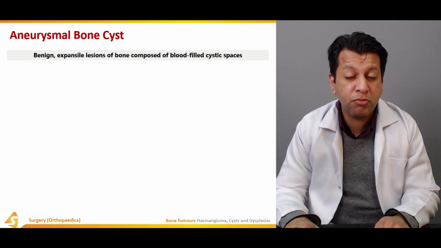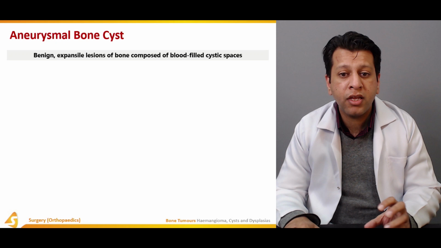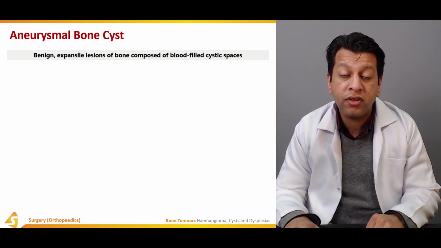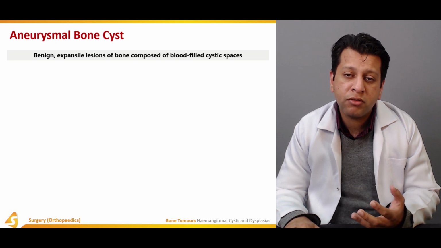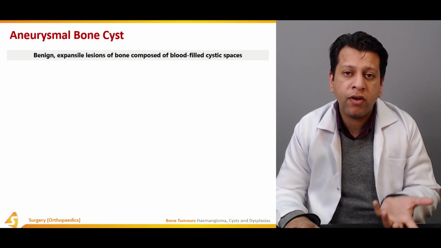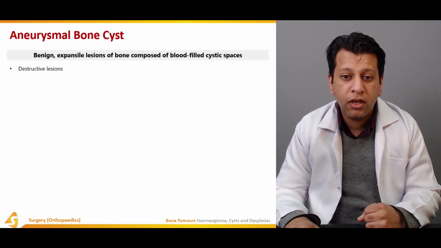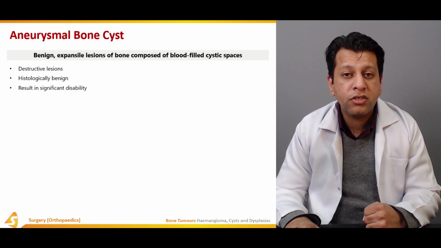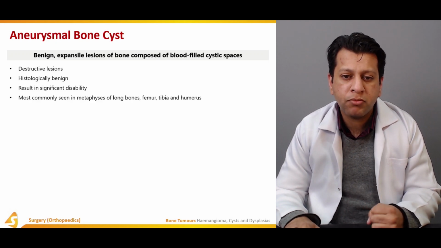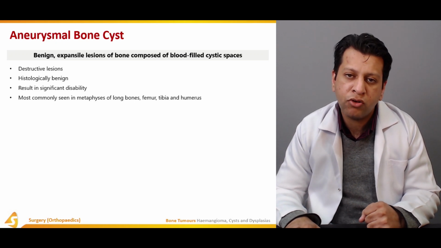Now coming to aneurysmal bone cyst, as we know, it's a benign expansile lesion of bone composed of blood-filled cysts, because, as the name suggests, it is related to some kind of aneurysm. Usually the cavity is blood-filled rather than serous fluid, which is the case in UBC. It's a relatively more aggressive, destructive lesion. Histologically, it's benign. It results in significant disability because it's quite painful at times, and most commonly it's seen in the metaphysis of long bones, especially the femur, tibia and humerus.